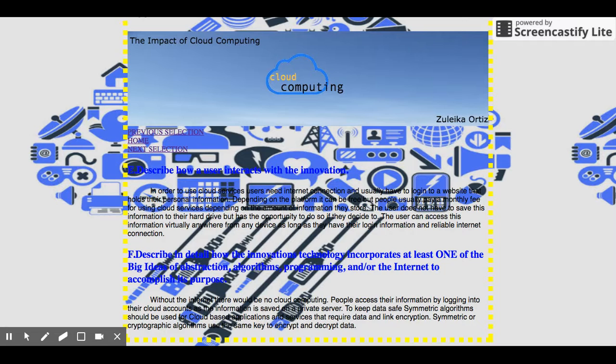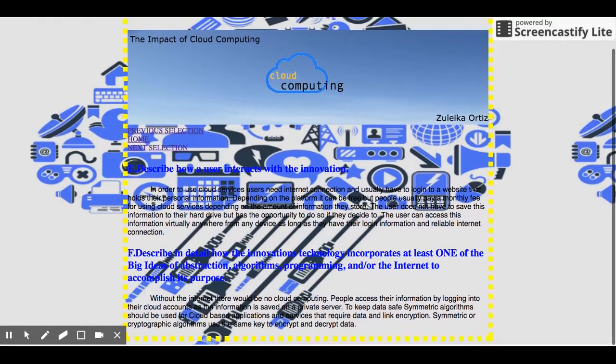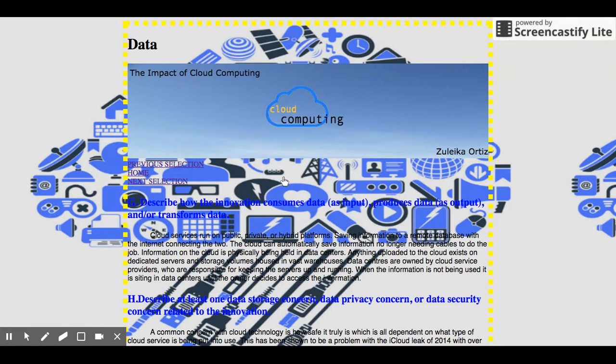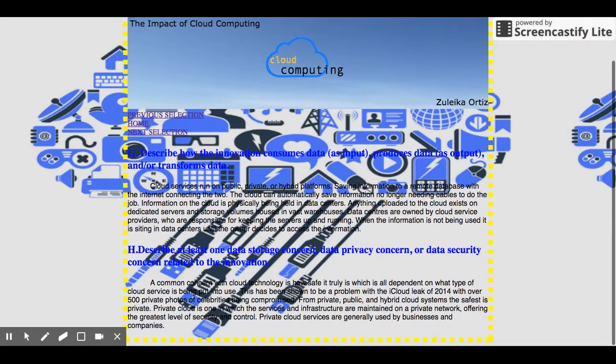Symmetric or cryptographic algorithms use the same key to encrypt and decrypt data. I misspoke earlier, they use the same key. Okay, now I'm going to take you to my next page. Being data.